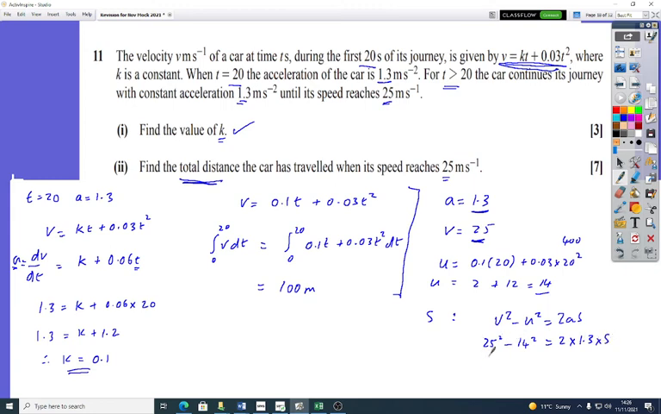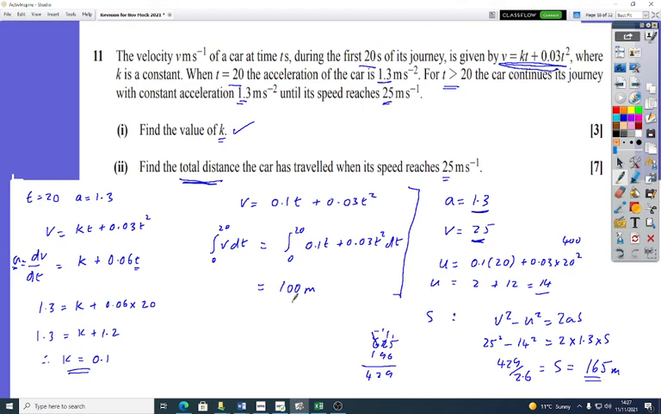If you get your calculator, you'll get 625 minus 196, which is 429, and if you divide that by 2.6, anybody? 165. So that displacement will be 165 meters.